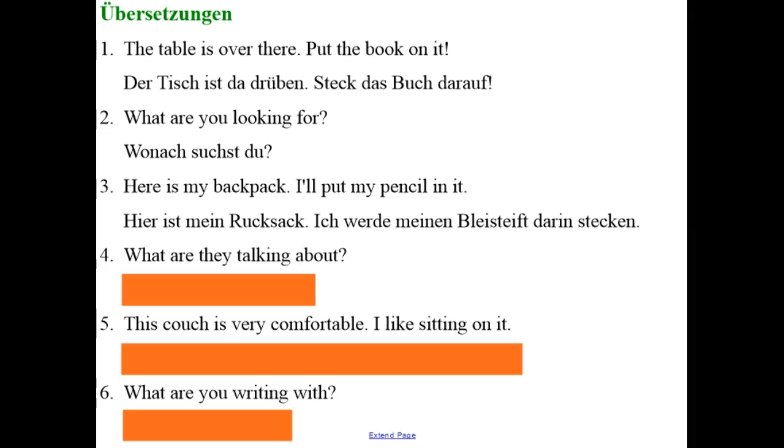Nummer 4. What are they talking about? Using the verb preposition combination sprechen über. Worüber sprechen Sie?